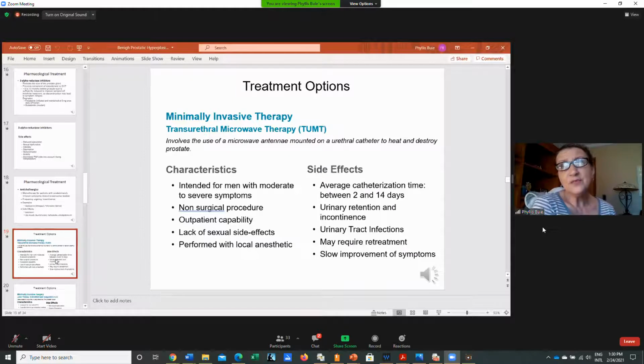And symptoms are very slow to improve with this particular type of procedure. It's just because we go in and destroy that tissue, the results are not instantaneous. And of course, that tissue can grow back, so they may have to be retreated again somewhere down the road.